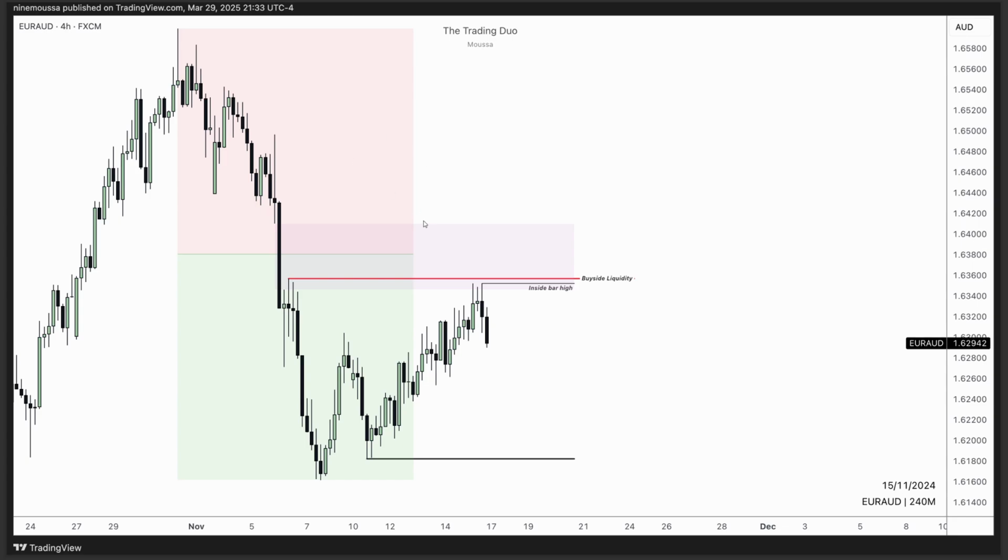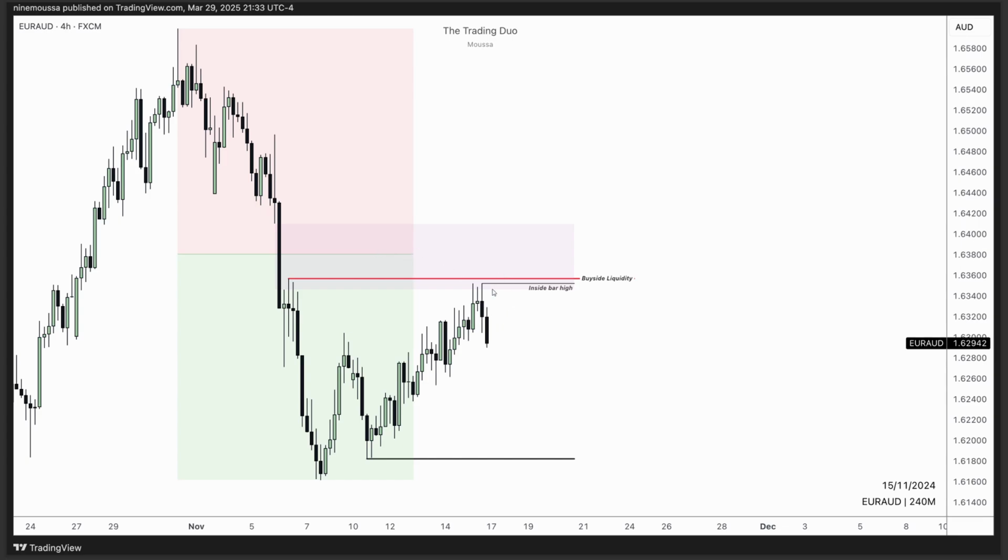And then we go to the 4-hour, doing our requirement 2, the time frame alignment, and we spot our dealing range for the 4-hour. So above here we have premium of the range, and we have a swing high that formed on the left side of the chart, as I said in requirement 2, and we have the inside bar high here. So what do we do now?